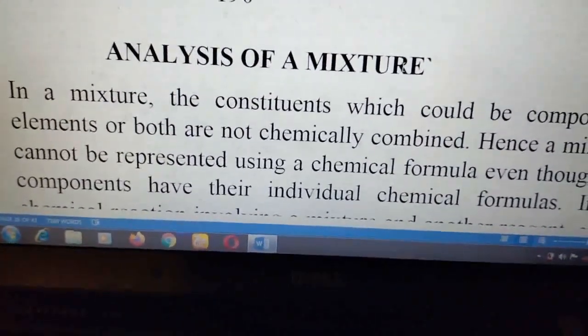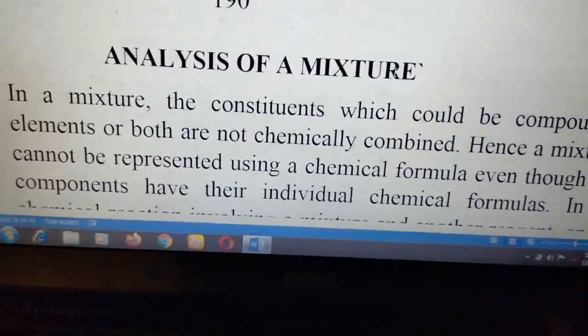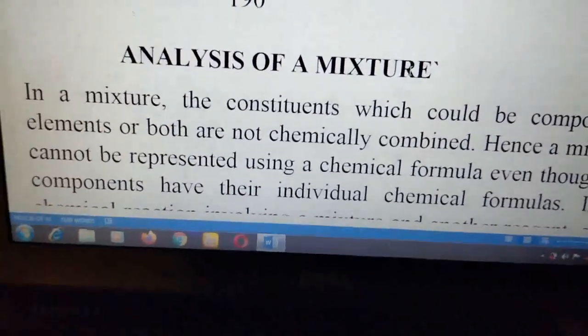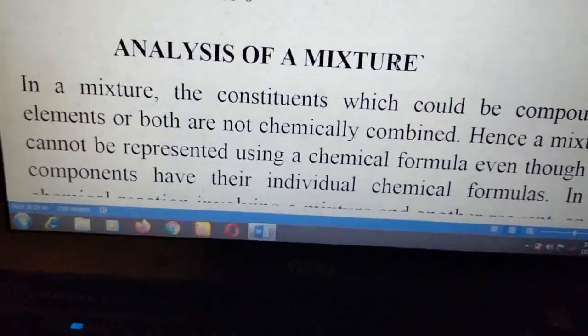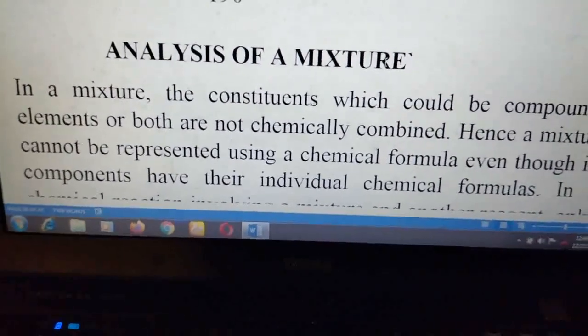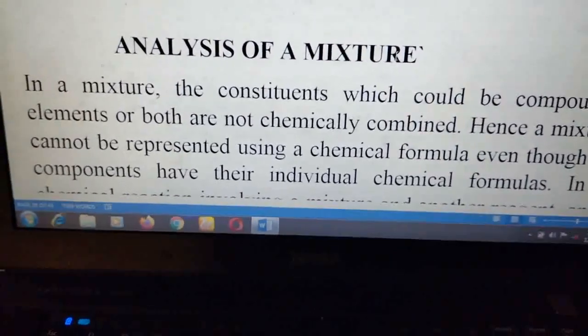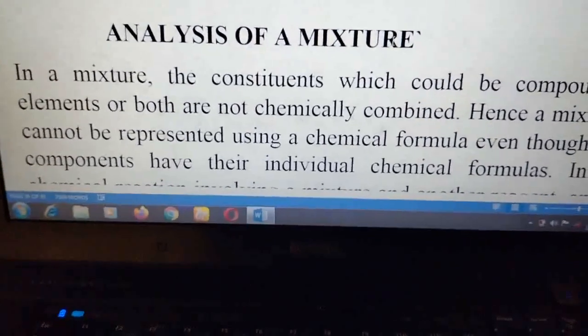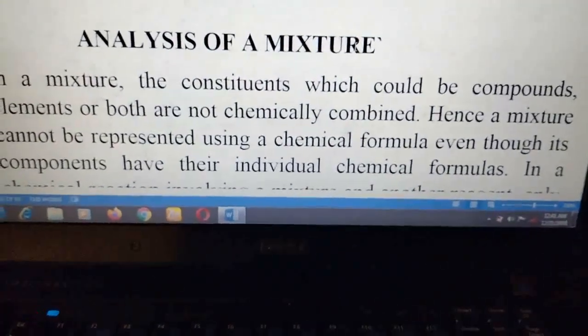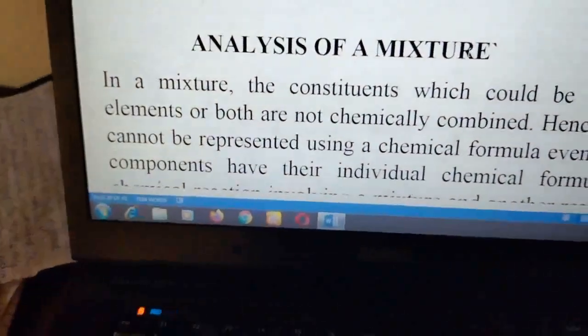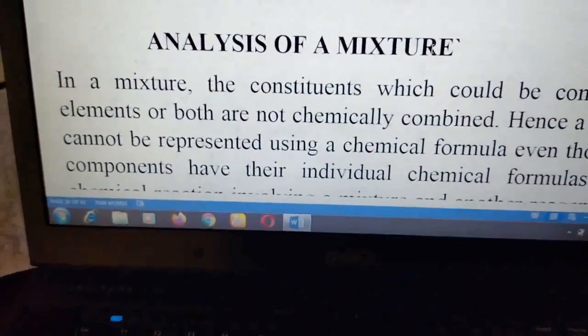For instance, when you pour salt inside water, salt is a compound, water is a compound. When you mix them together, you form salt water. Salt has its own formula, NaCl. Water has its own formula, H2O, but there's no formula that represents both salt and water together, because the substances are physically combined and can be separated by physical means. So a mixture has no formula.